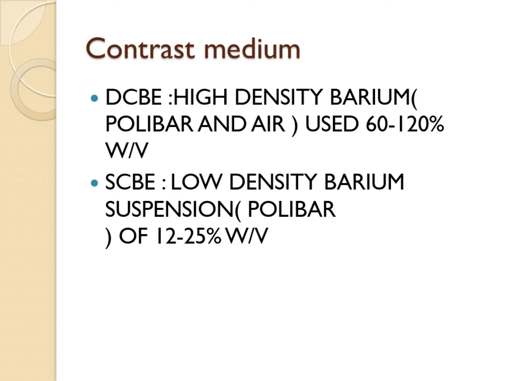The contrast media, for double contrast and single contrast. The double contrast uses high density barium, polybar, magnesium sulfate barium, and we also add air, in a concentration of 60 to 120% weight per volume. In the single contrast barium enema, usually low density barium is used, 12 to 25 weight per volume.